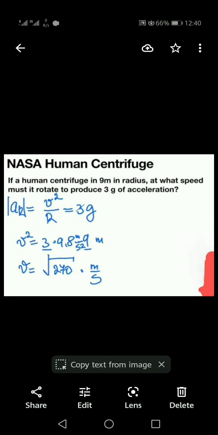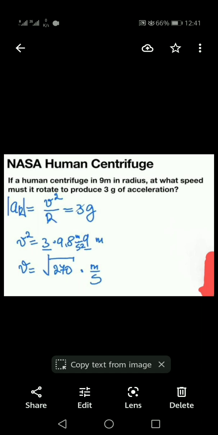So by substitution, v squared is equal to 3 times the acceleration, which is 9.8 meters per second squared, times the radius, which is 9 meters. So when you multiply this, you are going to get 270, and the unit, you have to multiply the unit, which is meters times meters will give you meters squared. So you are going to get 270 meters squared per second squared.